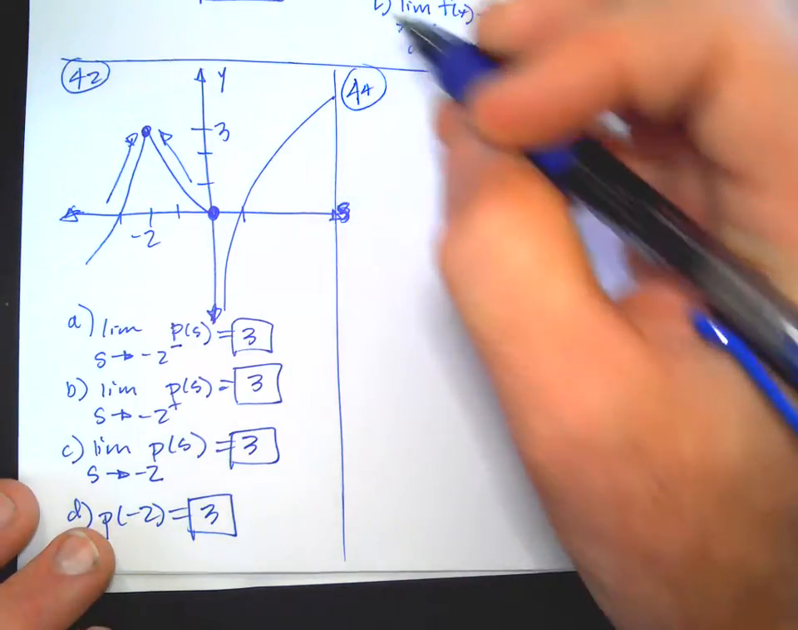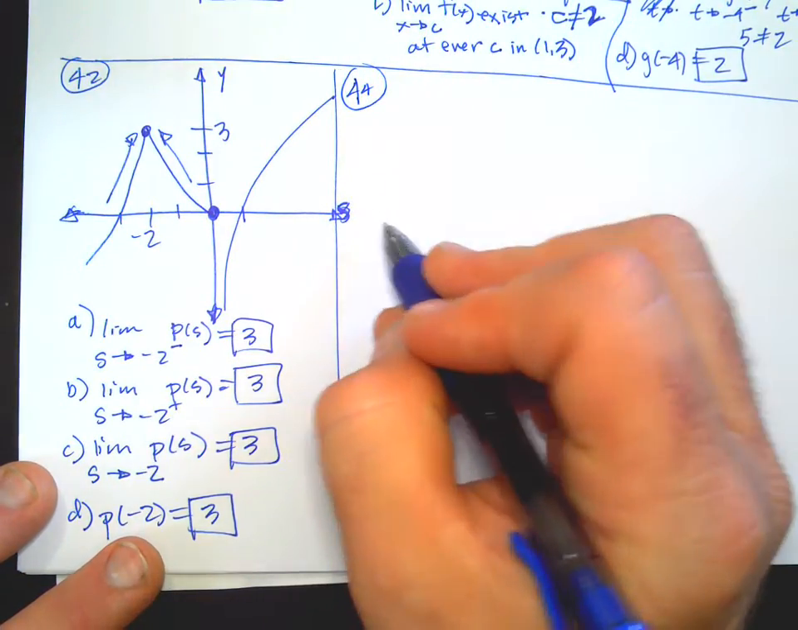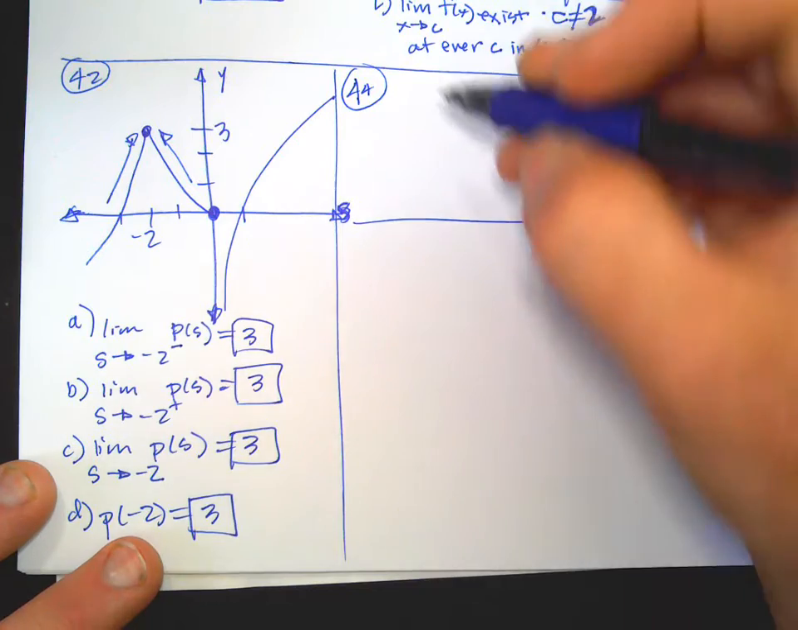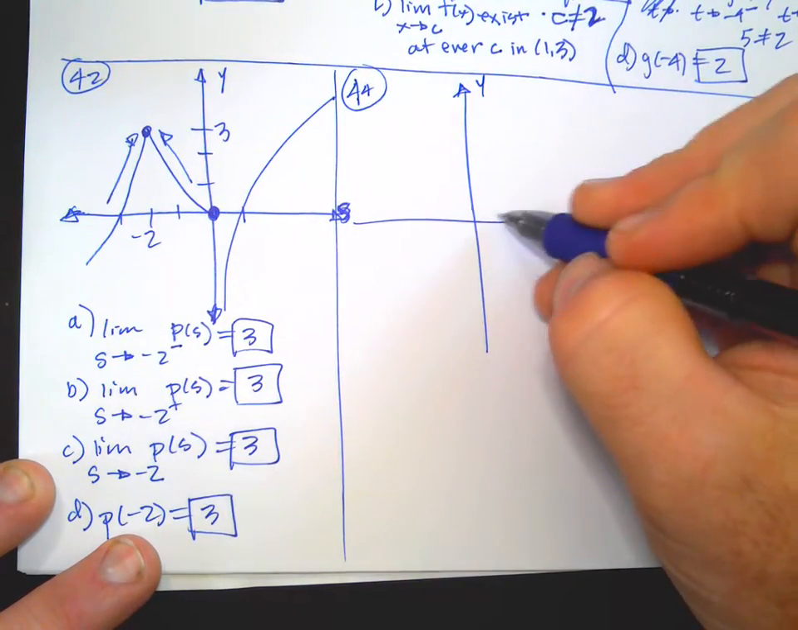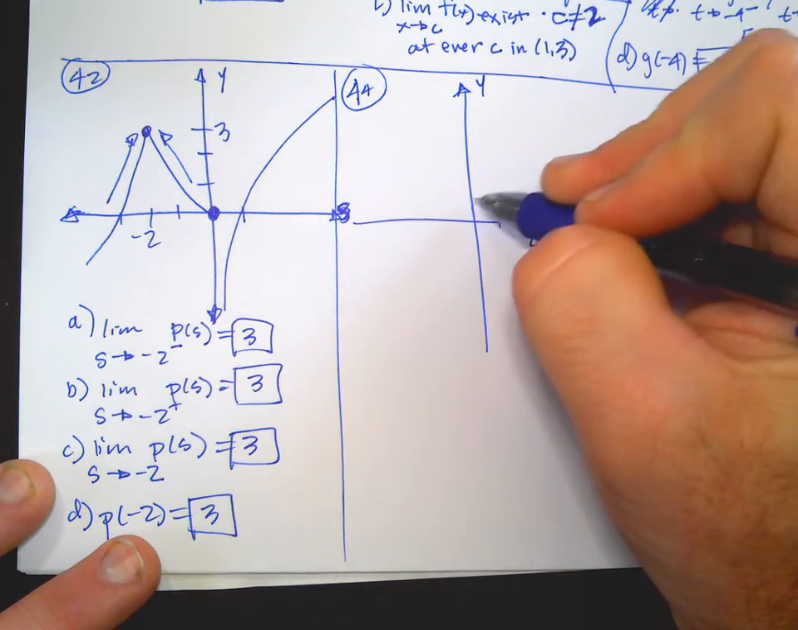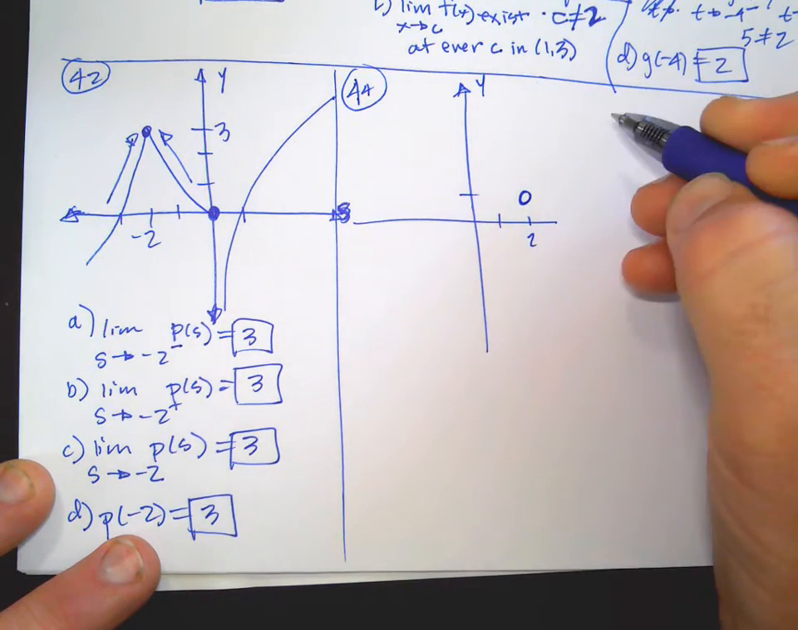44. Do a quick sketch of this. There's an open dot there.